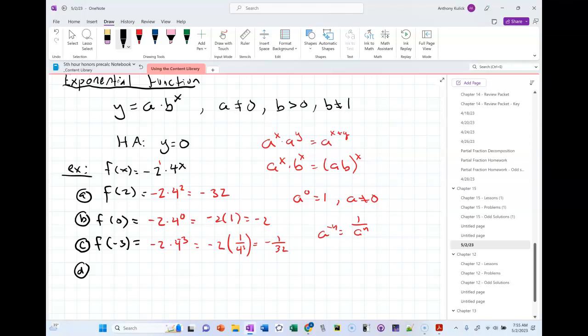What else do we have? I have f of 1/2. So that means we have negative 2 times 4 to the 1/2. What is the 1/2 power the same as? Square root. So that's just going to be negative 4.